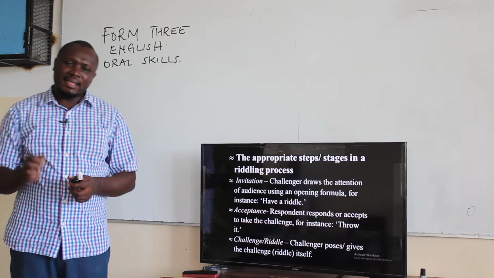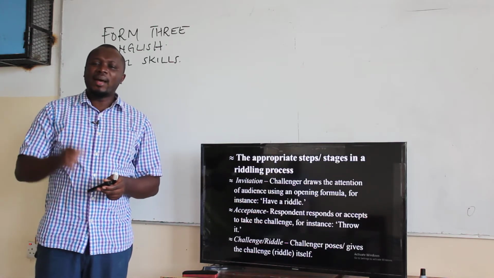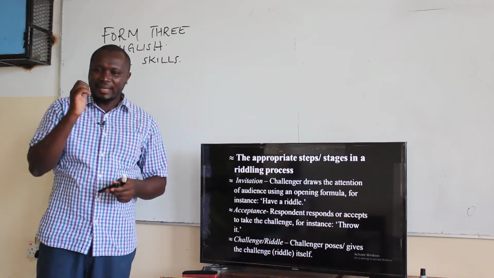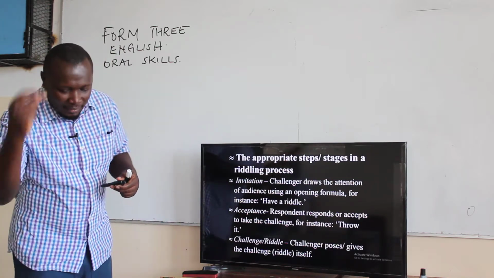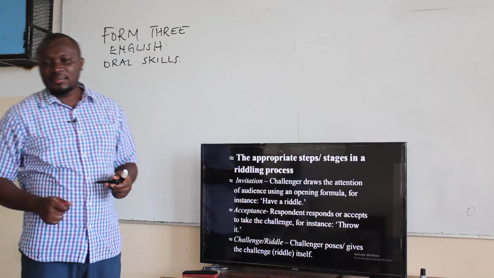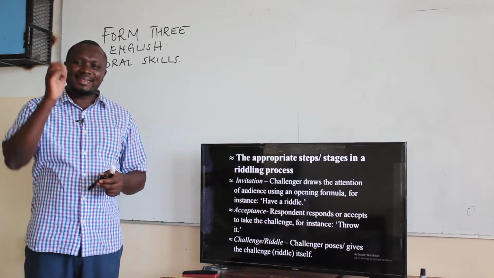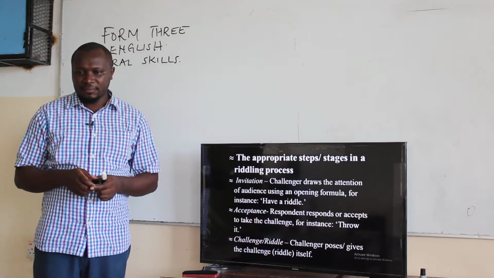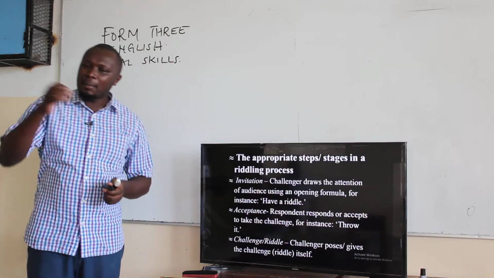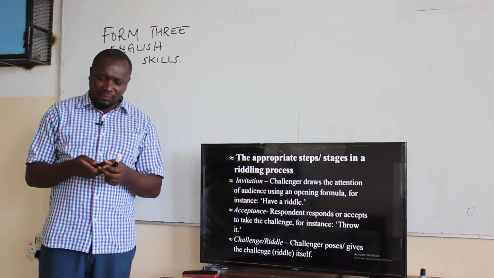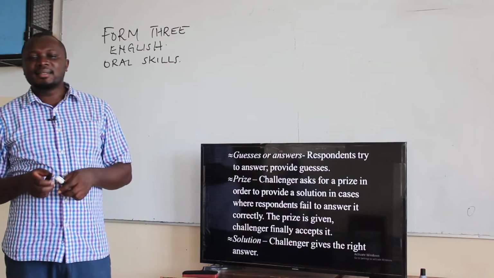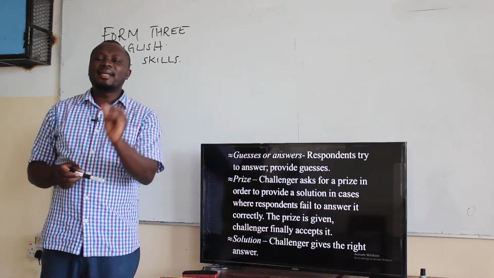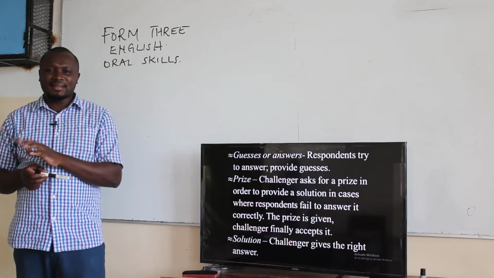Then the second stage is the acceptance, where the respondents accept to take the challenge. For instance, they can say, throw it. I have a riddle, throw it. The third stage is the challenge, or the riddle itself. The challenger poses or gives the riddle itself in the third stage. The fourth stage is the guess of the answer. The respondents try to answer, provide guesses.